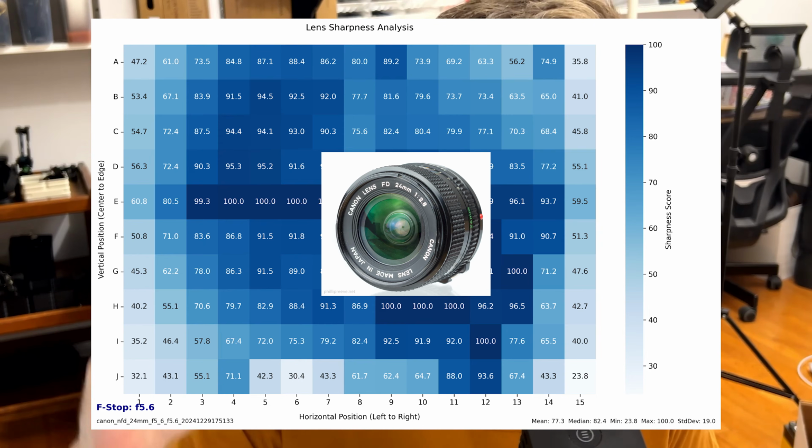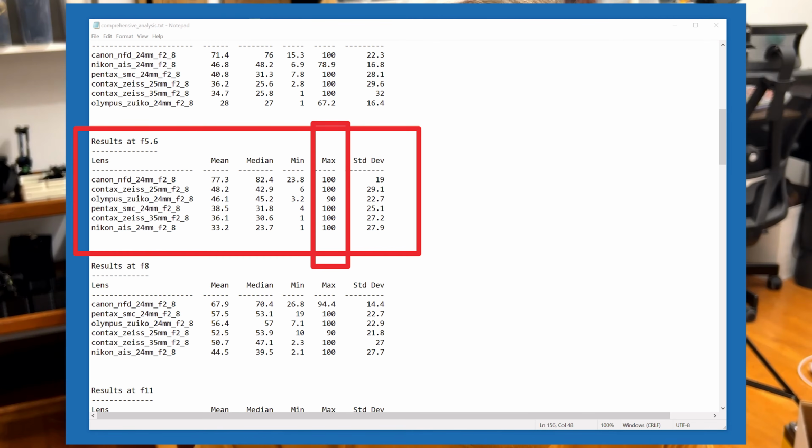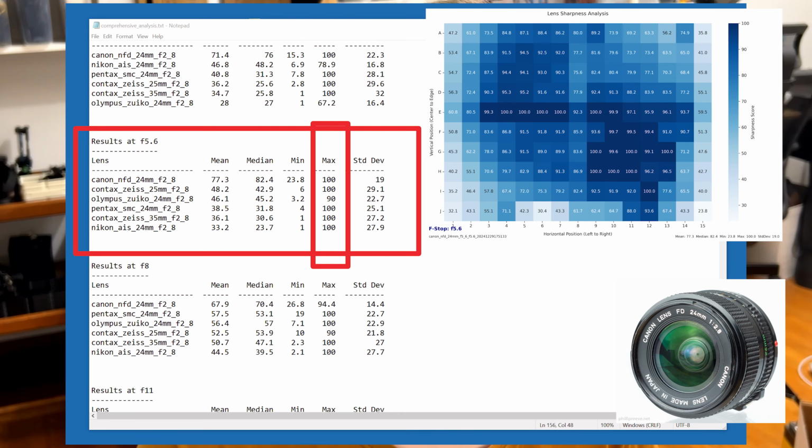So let's skip right to f5.6, because we have 5 of these lenses with 100% scores. The maximum here, every one of these bad boys is hitting 100% at f5.6. Very interesting results. The Olympus is not. It's only hitting 90. We don't hate on the Olympus though, because it does actually sharpen up even more at f8, f11, and f16, which is insane.